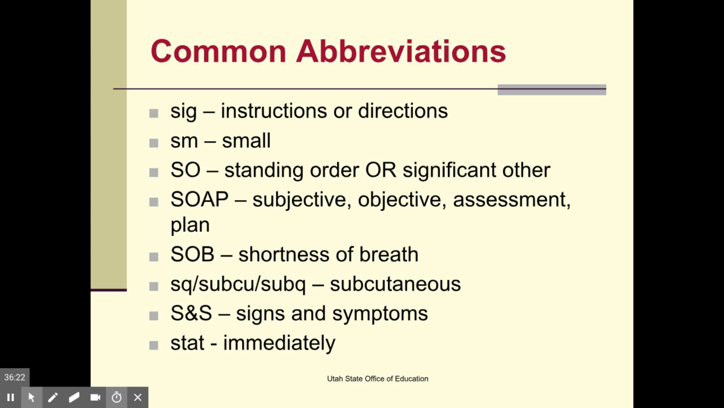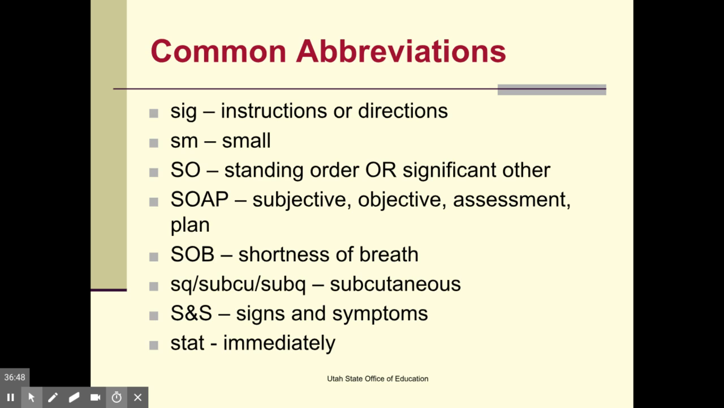Also, in electronic charting, they'll give some common SIGs that you can add to, like if a doctor orders Keflex 500 milligrams. It may give you a list of common SIGs, which would be 1 QID, 2 BID, twice a day, and then you have to write the number of pills you want them to have.